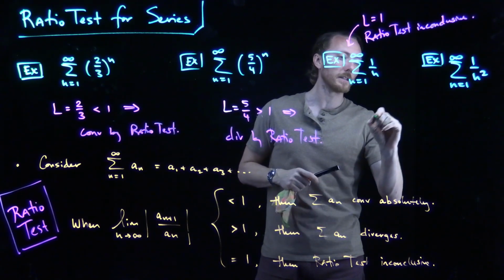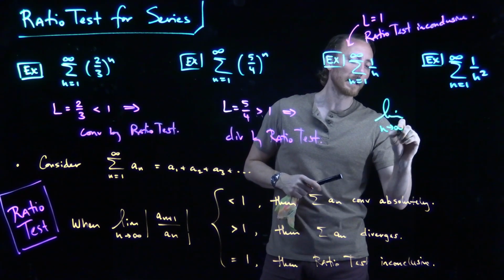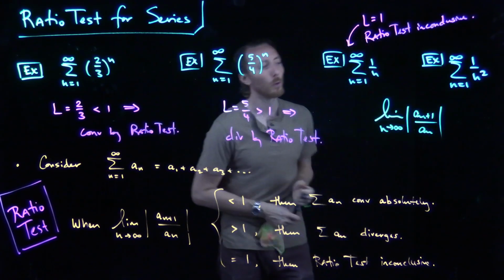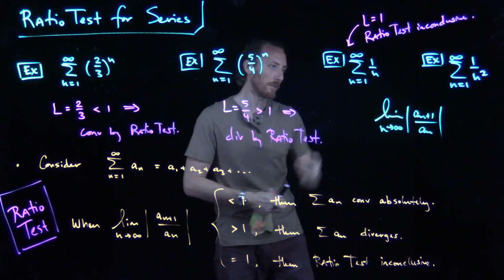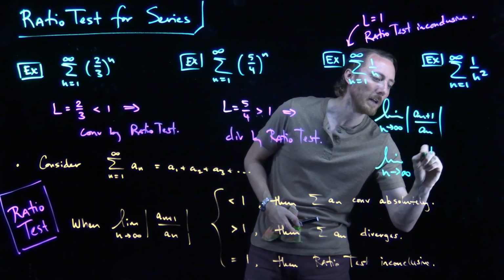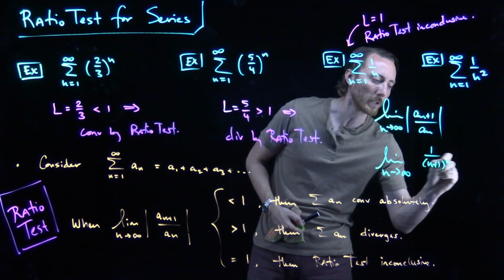Let's look at the sum of 1 over n squared. If we want to apply the ratio test to it, like we always do when we take the ratio test, we're going to consider a limit as n goes to infinity of a_{n+1} over a_n. But what is the n plus 1th term here? Well, that's 1 over (n plus 1) quantity squared.